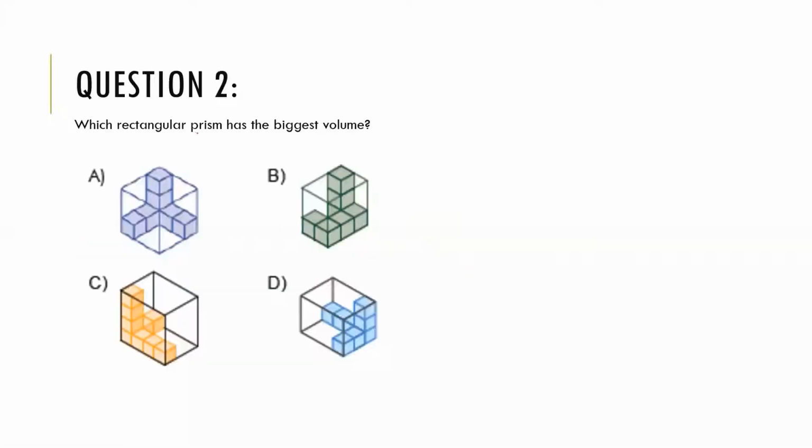Question 2: Which rectangular prism has the biggest volume? We should look at them one by one. First, here the length is 3, the width is 1, 2, 3, and the height is 1, 2, 3. So we should multiply 3 multiplied by 3 multiplied by 3. It is equal to 27 unit cubes.